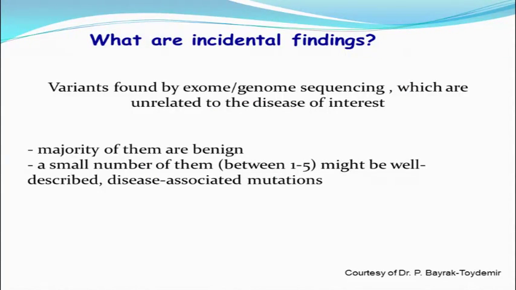So what is an incidental finding? An incidental finding is a variant found by exome or genome sequencing which is unrelated to the disease of interest. The majority of them are benign. However, a small number of them might be well described and disease-associated mutations.